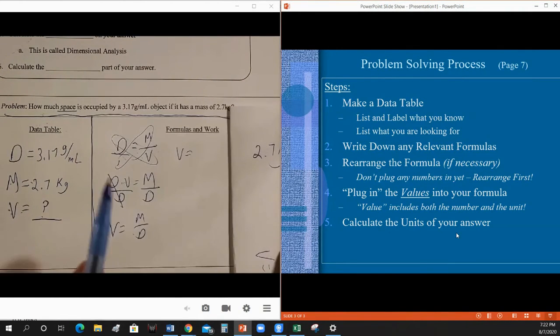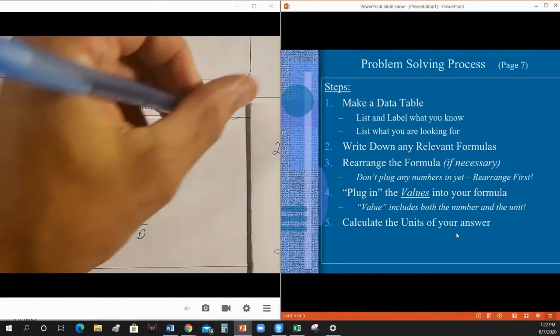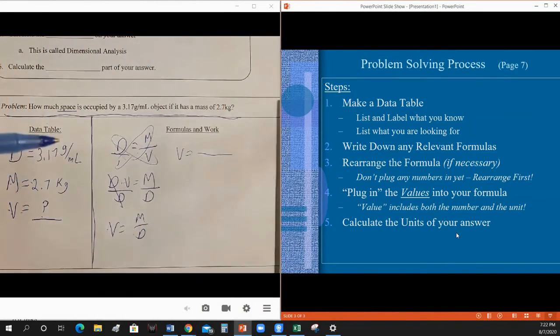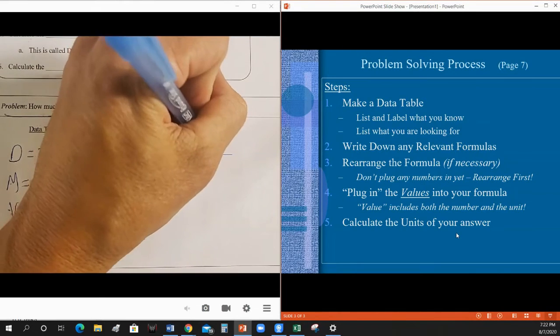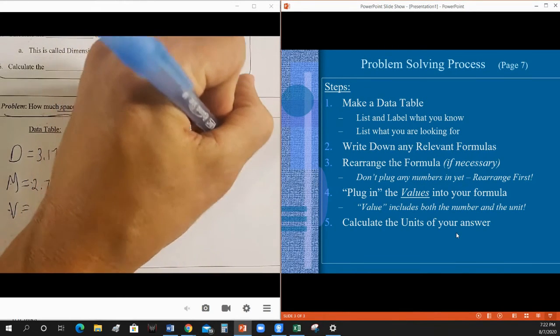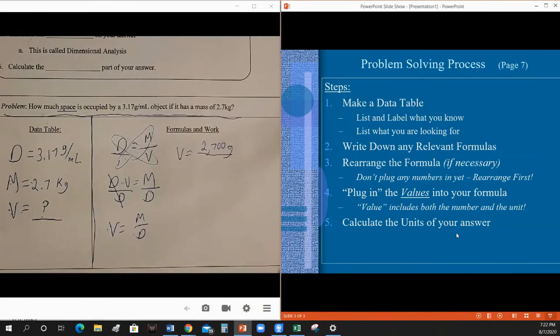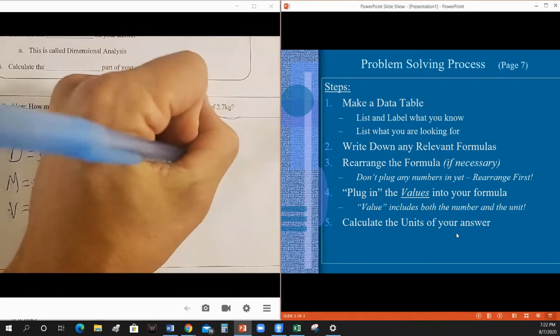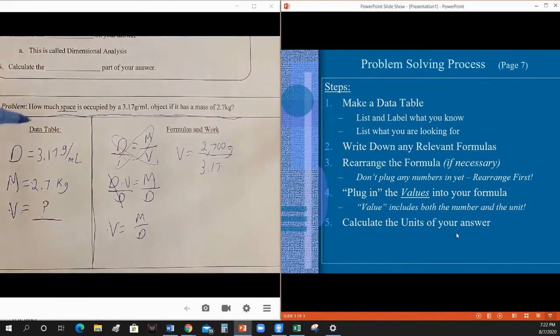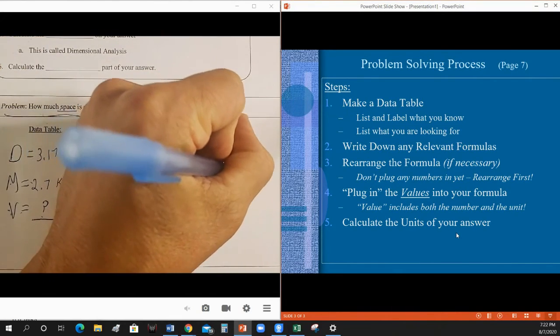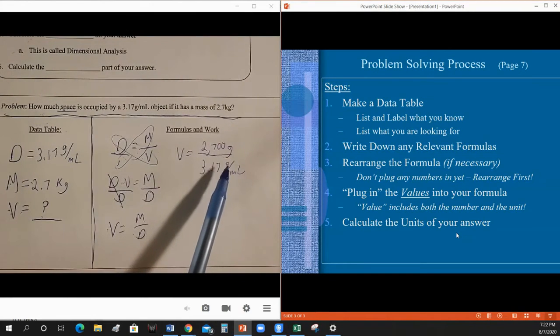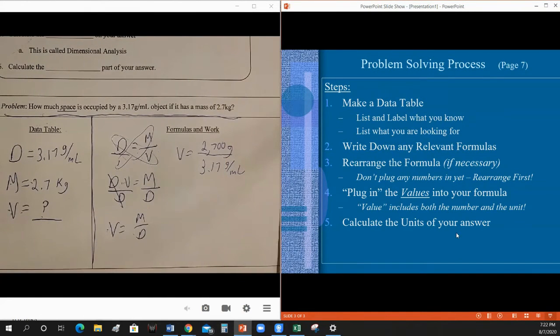So when I go to solve my problem here and I go to put my mass in, instead of putting the 2.7 kilograms, we're just going to replace that with 2,700 grams. It's the same thing. It's just now my units will be in sync with each other. And then now when I look at that, over my 3.17 grams per milliliter, now I can see, all right, I feel better. My mass units are in sync.